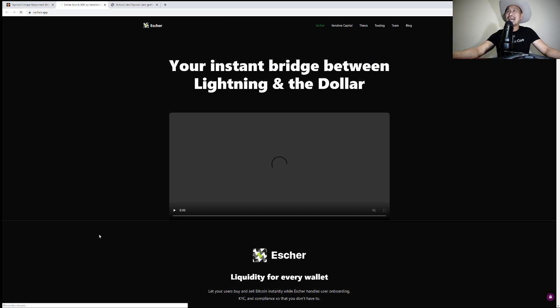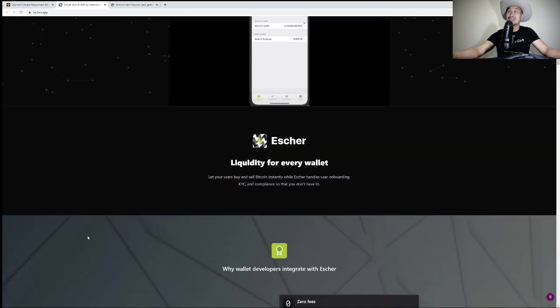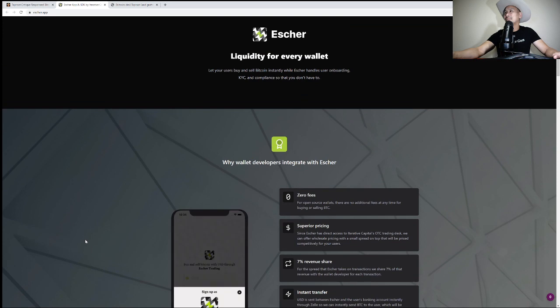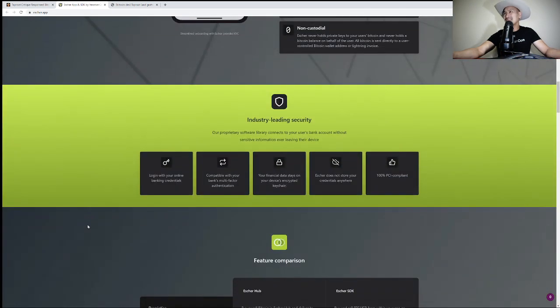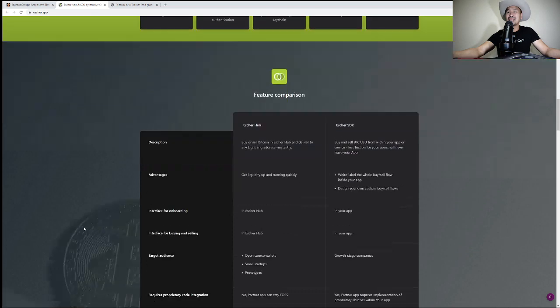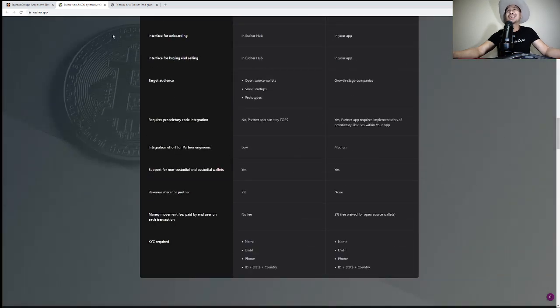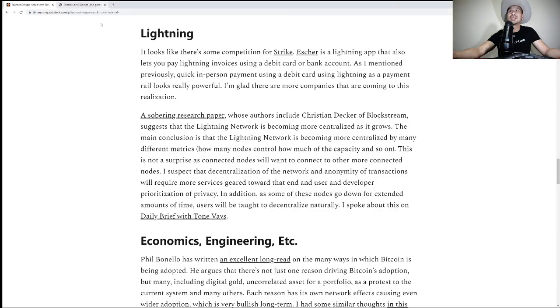I found out about Escher. Basically, it's very similar to Strike at Advancing Bitcoin. They're doing something extremely similar to Strike. It looks like this is kind of a killer use case that a lot of people are going towards. Essentially, you can pay Lightning invoices with your bank card or bank account or something like that. And I think that would be fantastic. That means Lightning becomes a universal rail and allows people without bank accounts to still sell goods and services in a reasonable way.